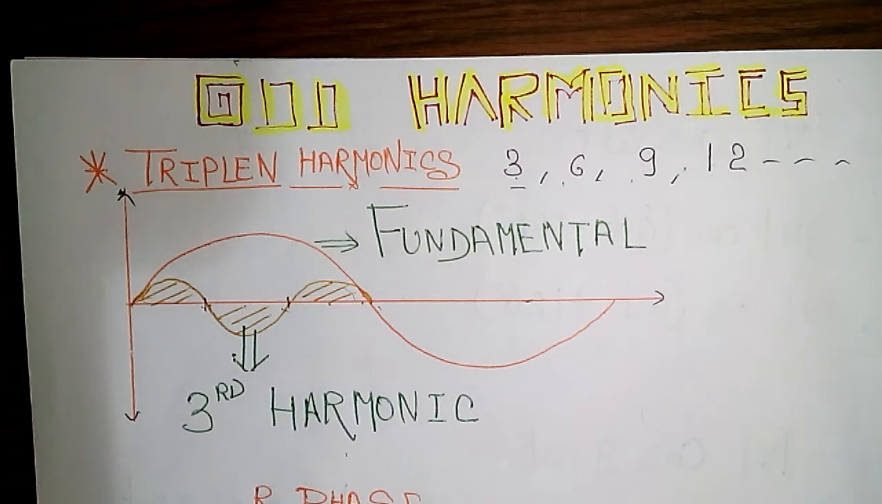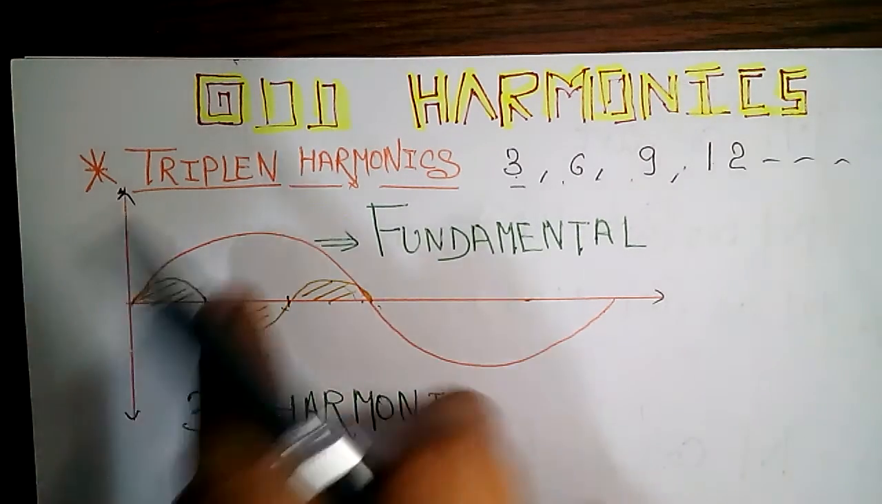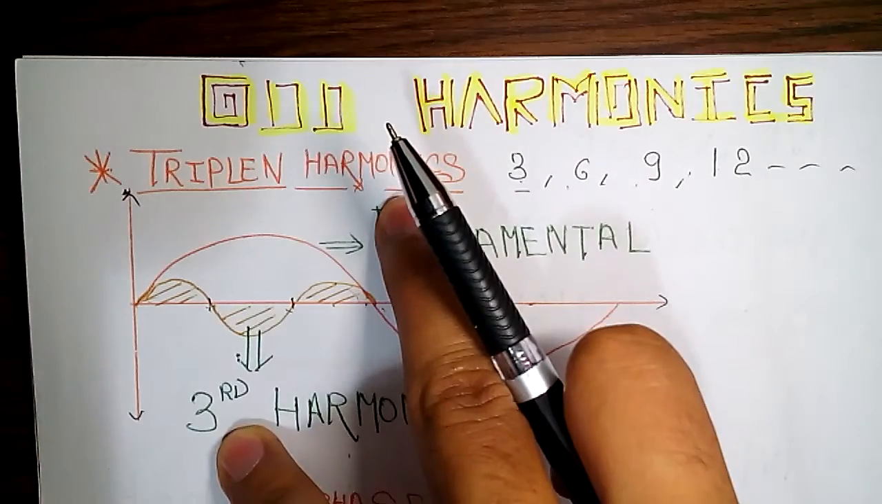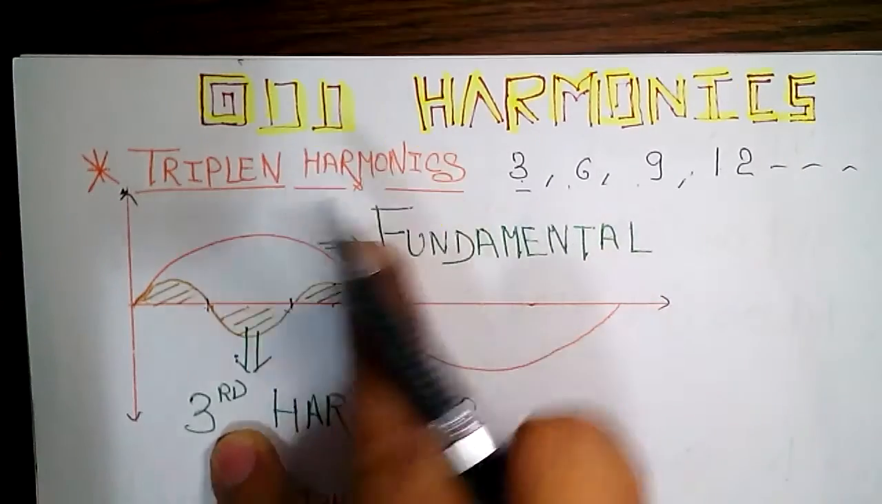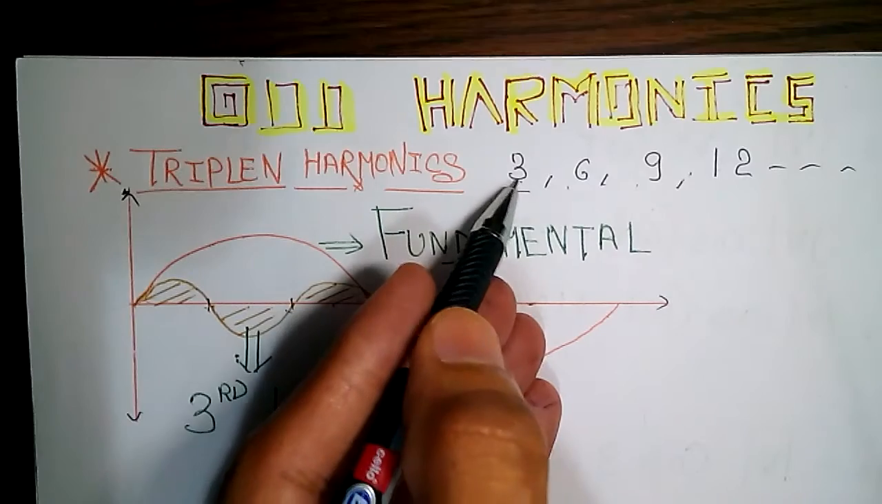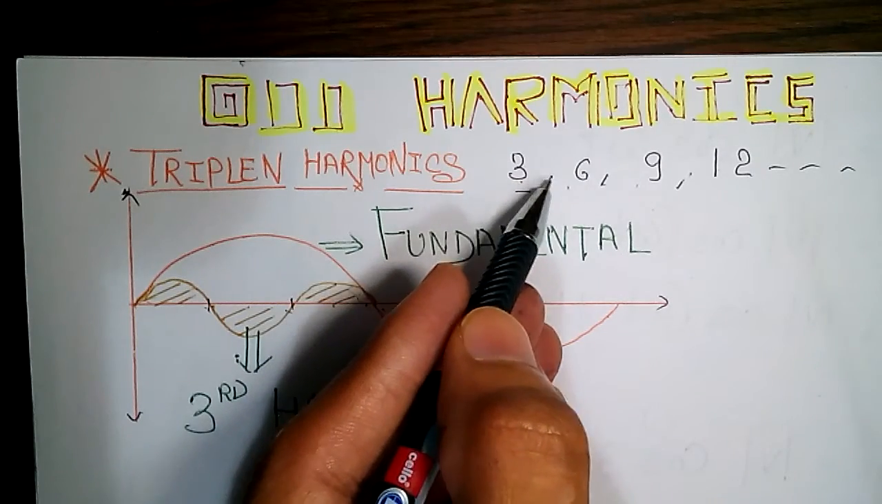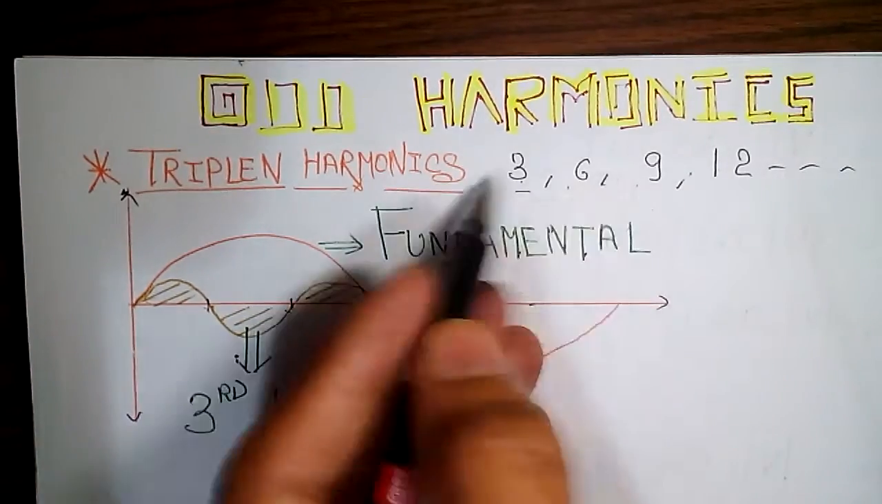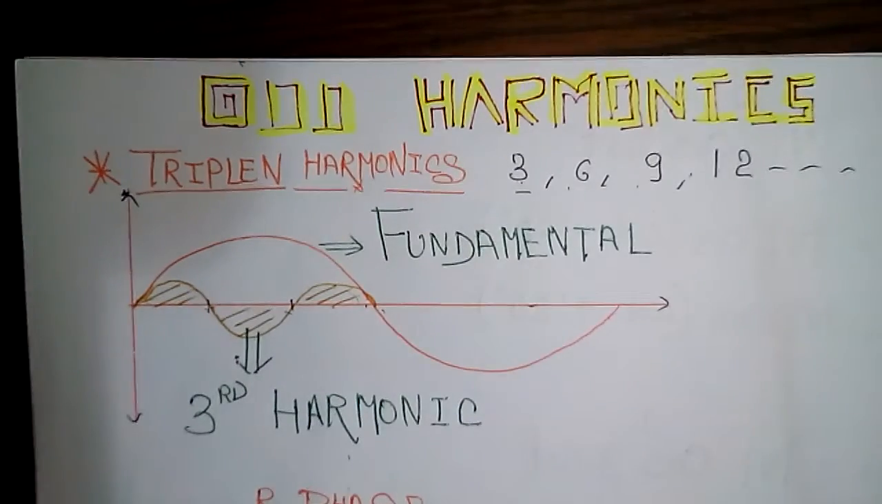And in this part we'll try to learn about the odd harmonics, and particularly the triple-N harmonics, odd triple-N harmonics. What are the triple-N harmonics? The harmonics that are 3 and the integral multiples of 3, like 6, 9, and 12. These harmonics are called the triple-N harmonics.